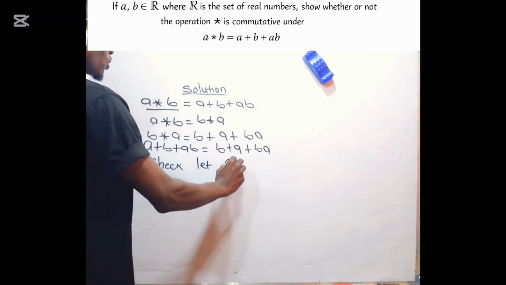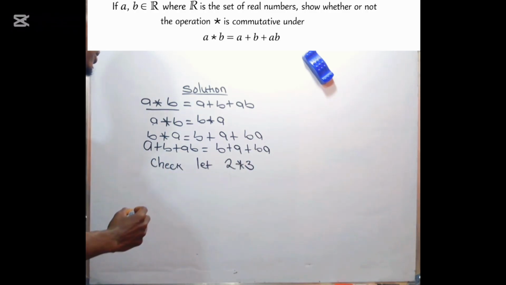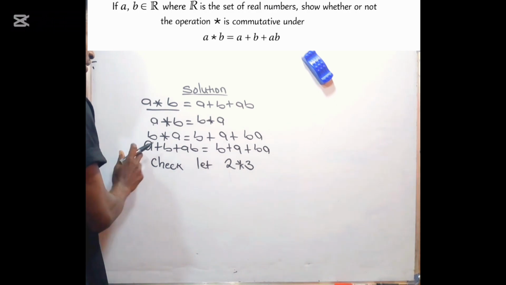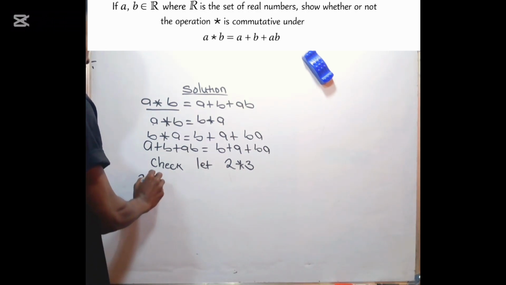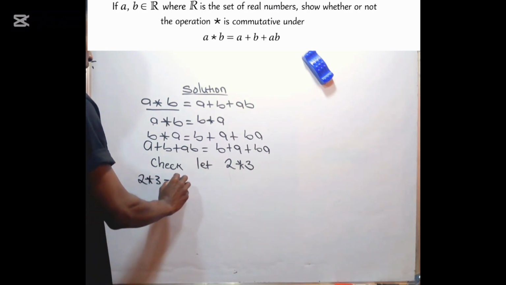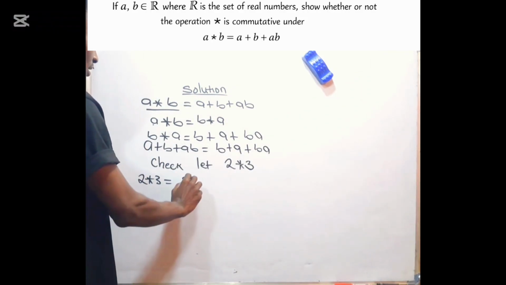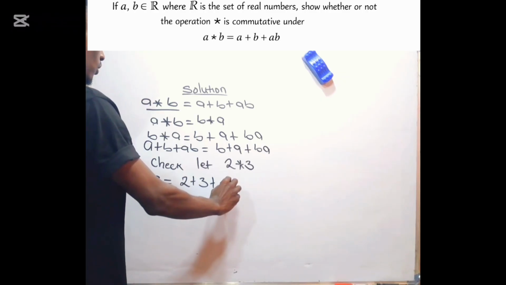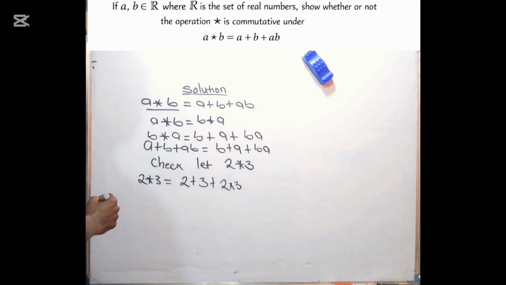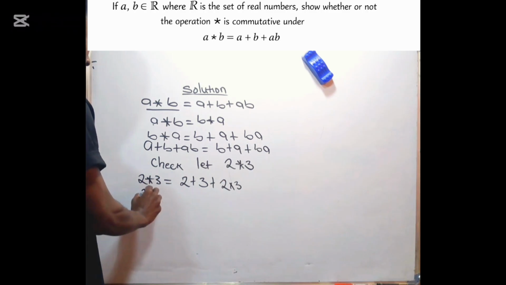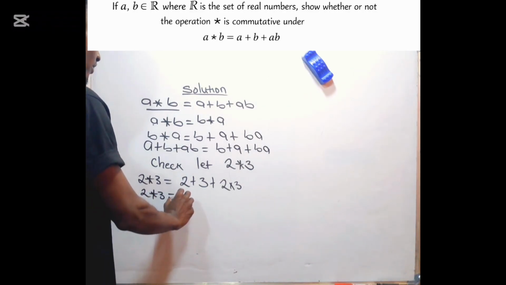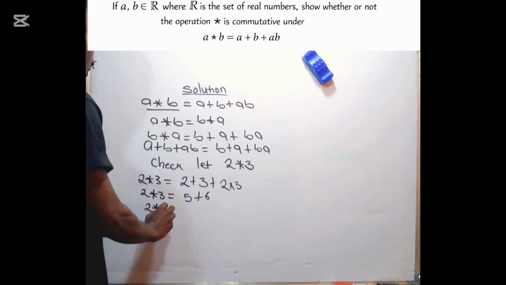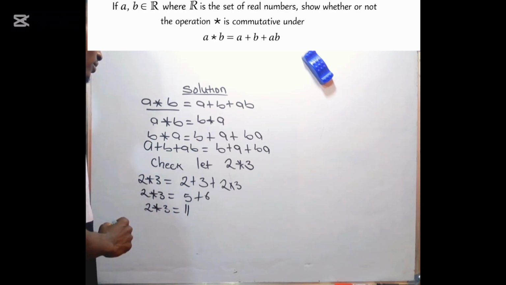Let's use 2 asterisk 3. So using 2 asterisk 3 for a asterisk b, it will now be 2, which is the first, plus 3, which is the second, plus 2 times 3. Therefore, 2 asterisk 3 will now give us 5 plus 6. That makes 2 asterisk 3 equal to 11.